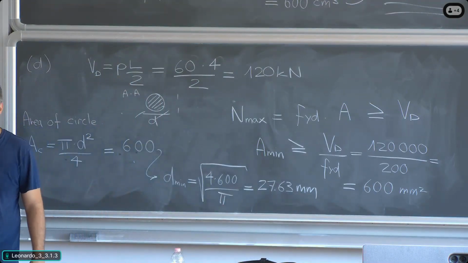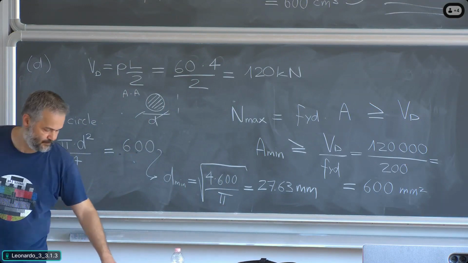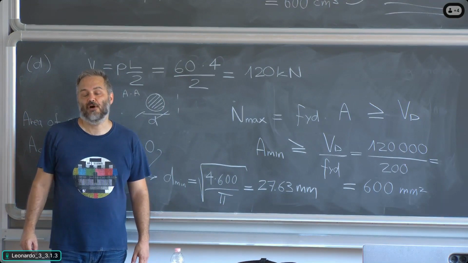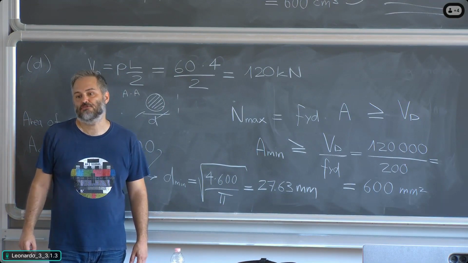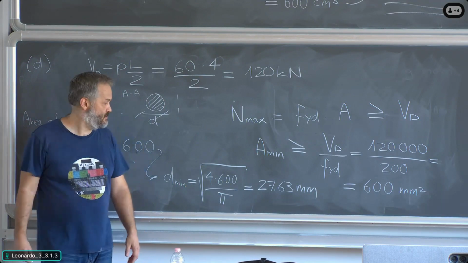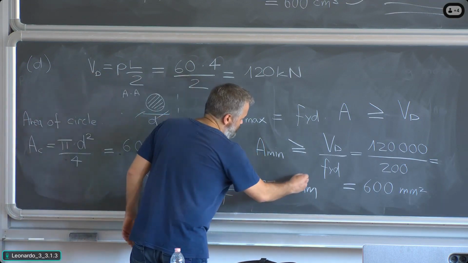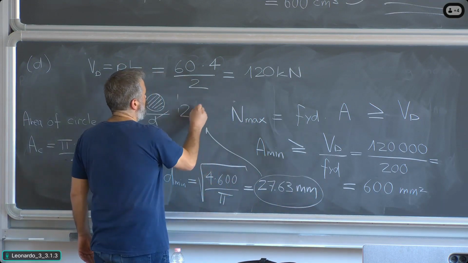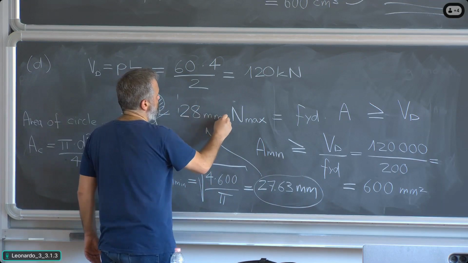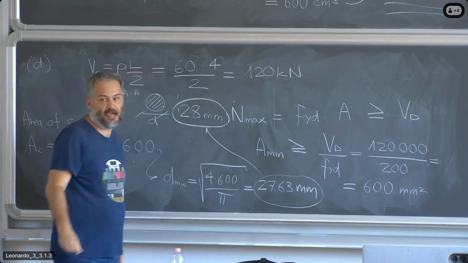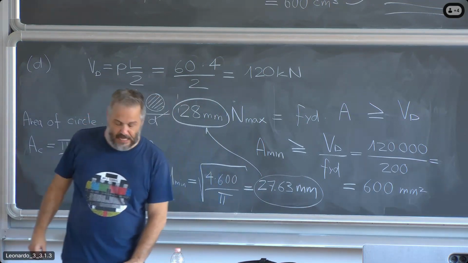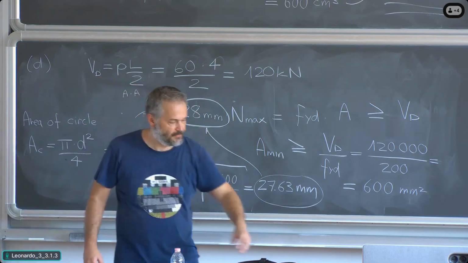What will our choice be? The result is 27.63, and we want an even diameter. It should be 28. So final choice is this: 27.63 becomes 28 millimeters. Okay? Answer to the last but one point is diameter 28 millimeters.